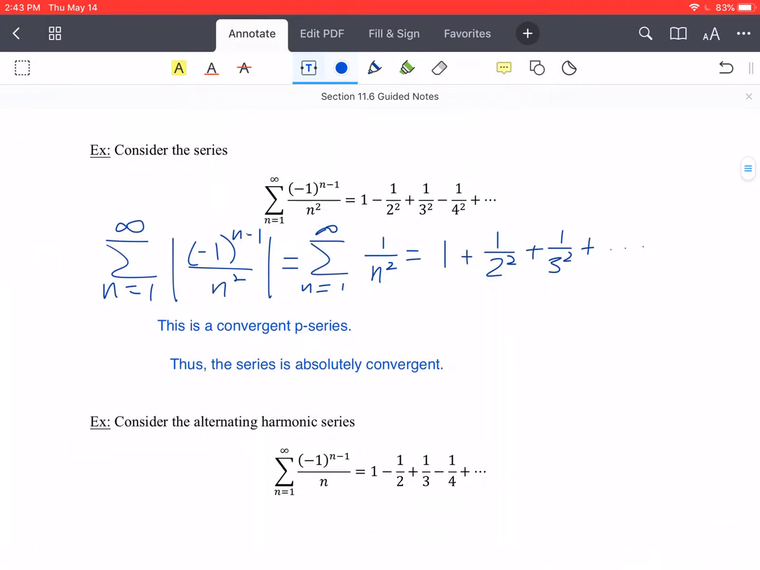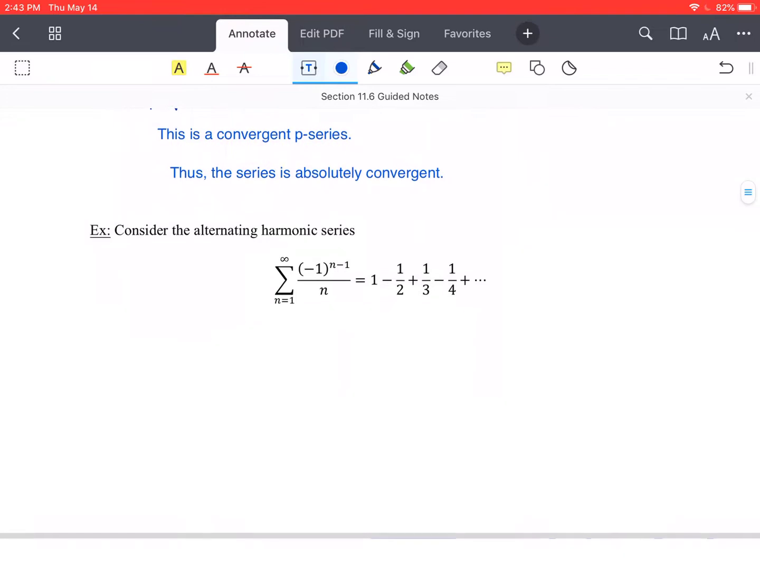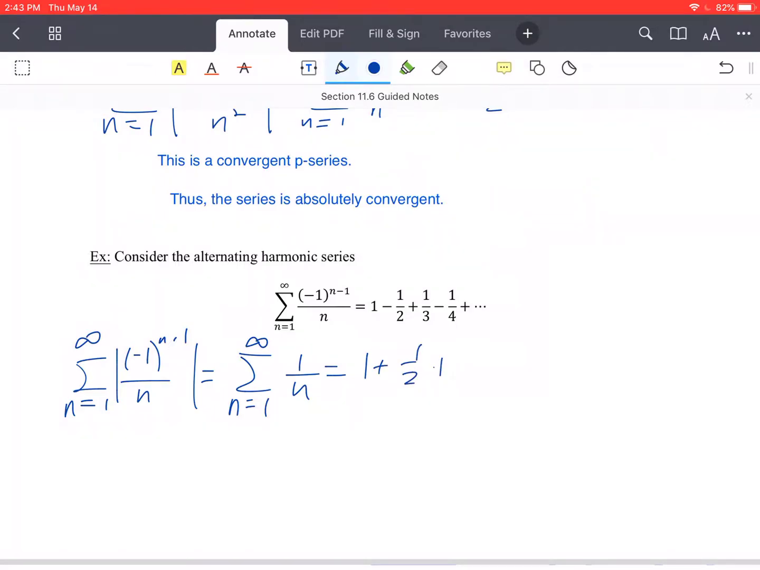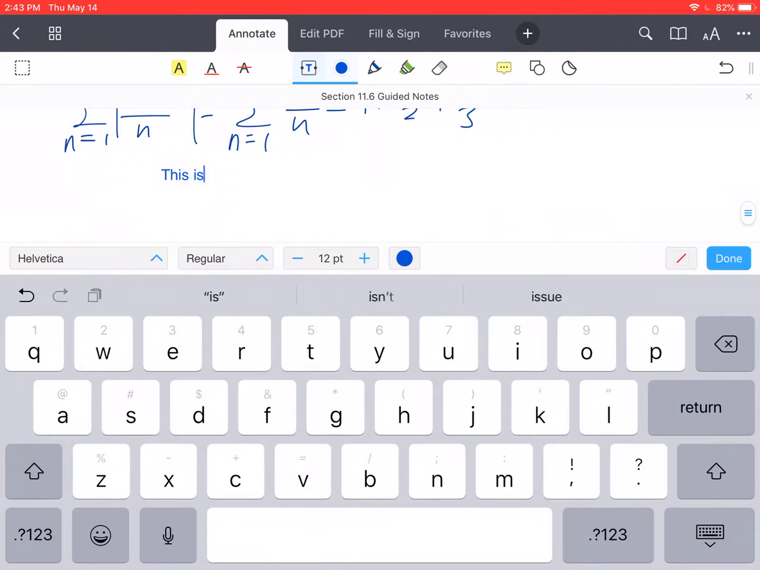Alright, now consider the alternating harmonic series. If we look at this sum, going from 1 to infinity of the absolute value of this one, once you get rid of the negative values, this just becomes 1 over n, right, which is 1 plus a half plus a third, etc., which is just the harmonic series, and thus divergent.